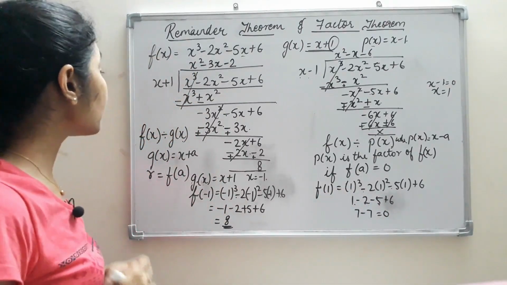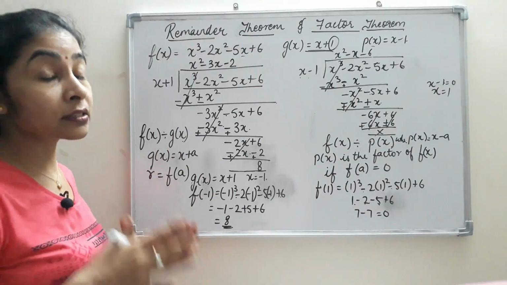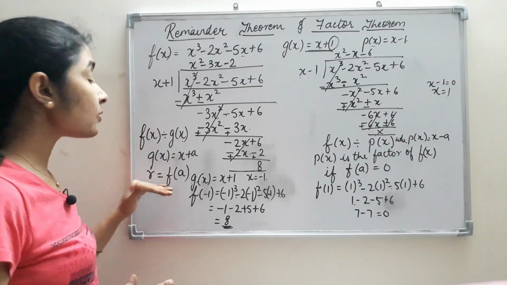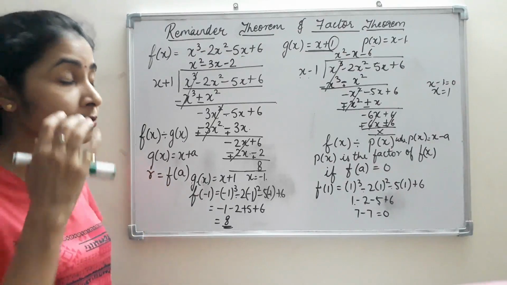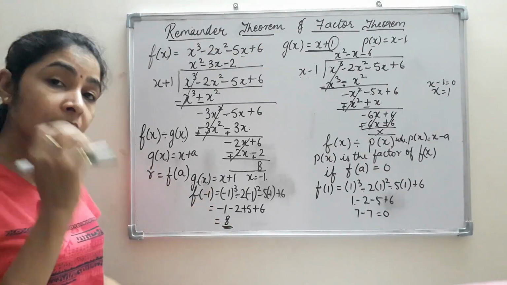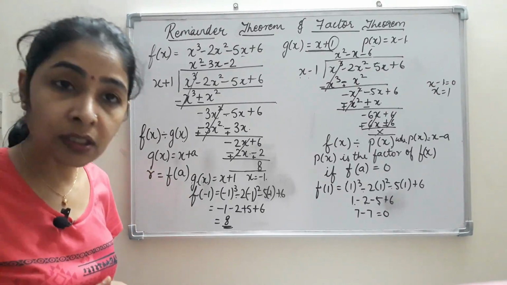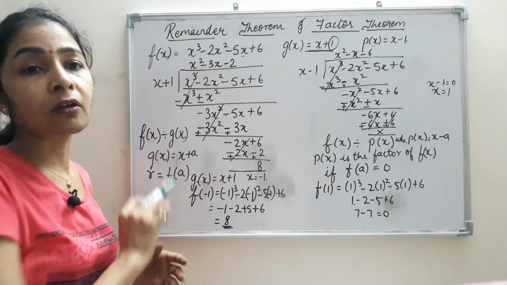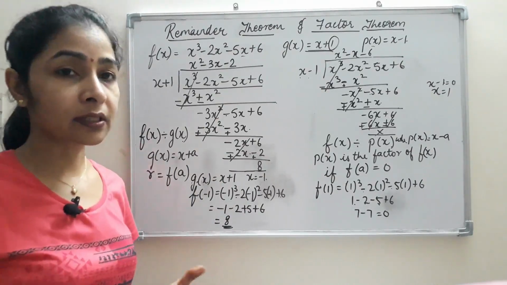So the remainder theorem says that if f(x) is divided by g(x), where g(x) is a linear polynomial x plus a, then the remainder is always f(a). That means the value of a when substituted in place of x gives us the remainder, and when this f(a) comes as equal to 0, then that implies that the linear polynomial is the factor of the given polynomial. Okay, now let us solve a few questions related to it.